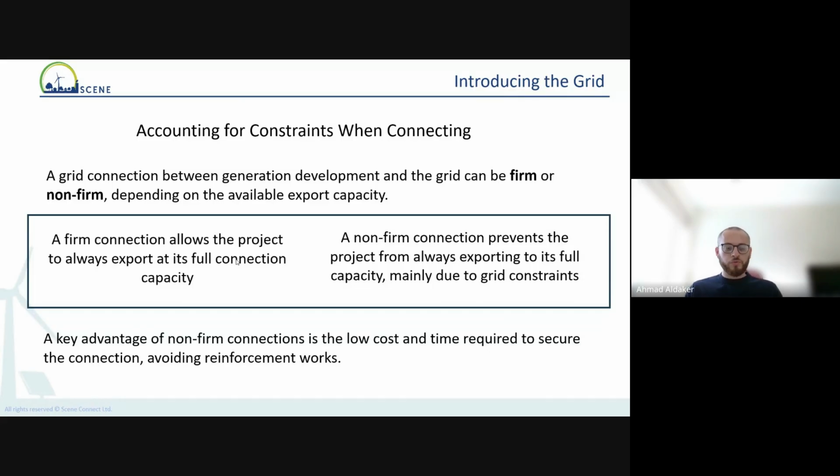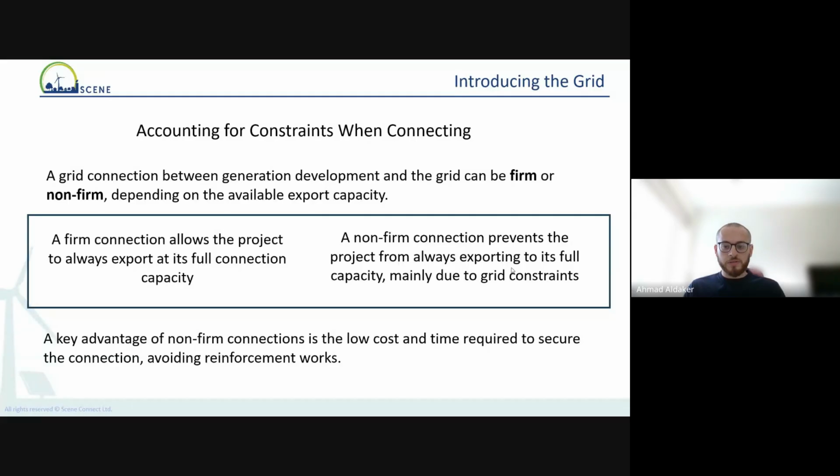A grid connection between the generation development and the grid can be of 2 types. It's non-firm or firm, depending on the headroom or the available capacity to export in that particular substation. So the main difference here is that an array with a firm connection can always export at its full connection capacity, while a non-firm connection, on the other hand, indicates that the array cannot export the generated energy at its full capacity, and this is forced by constraints facing the grid.